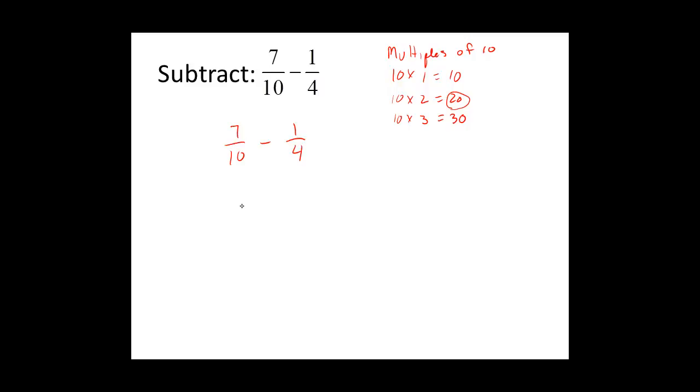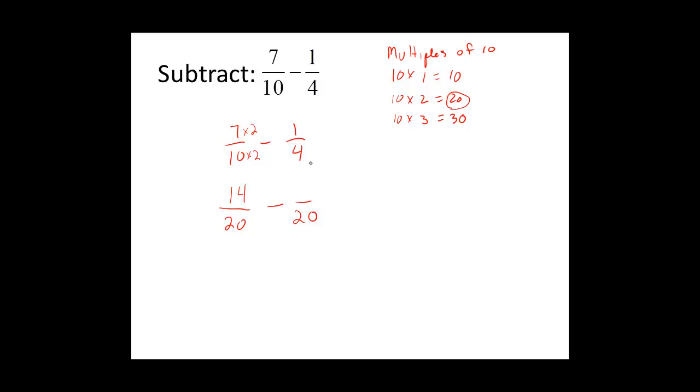We would like to write both of these fractions with a 20 as the denominator. We will ask ourselves, what times 10 is 20? 2 times 10 is 20. So if we multiplied the denominator by 2, we need to multiply the numerator by 2. So our new numerator is 14.